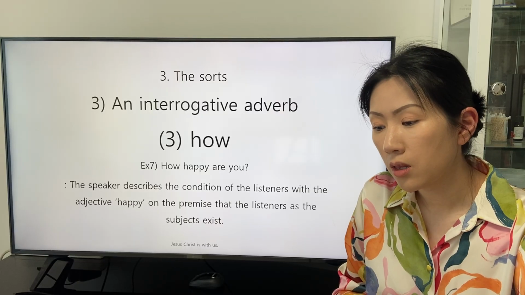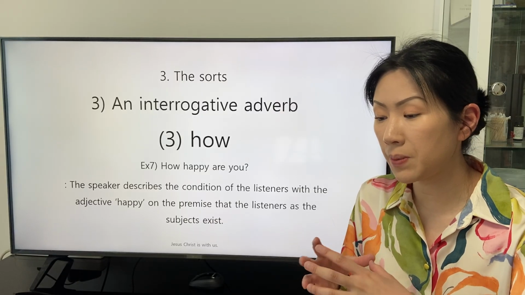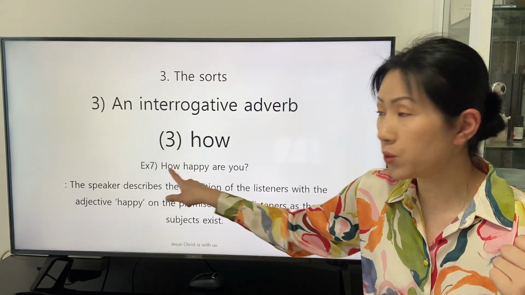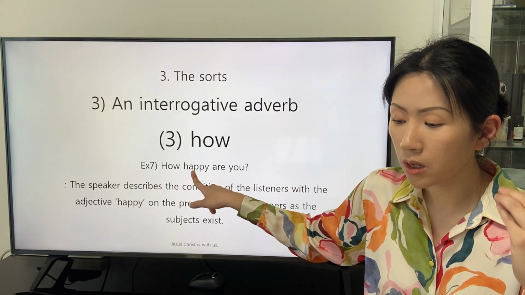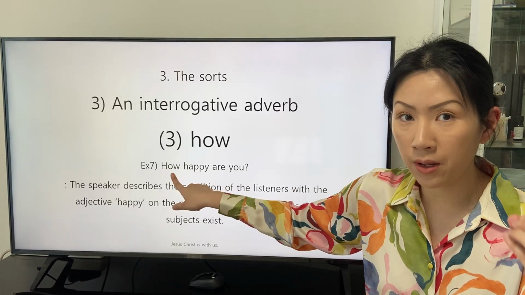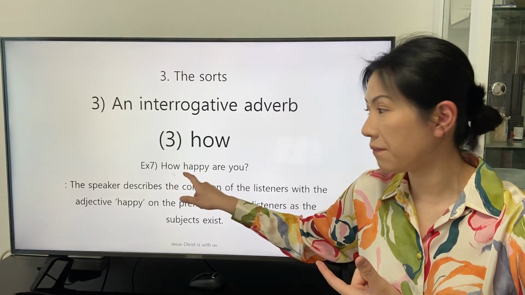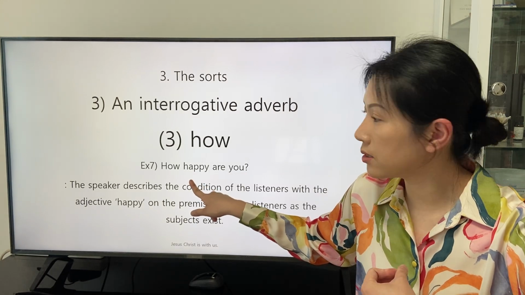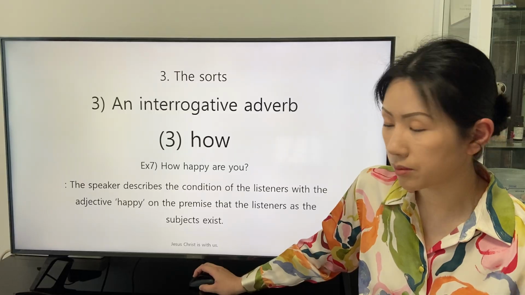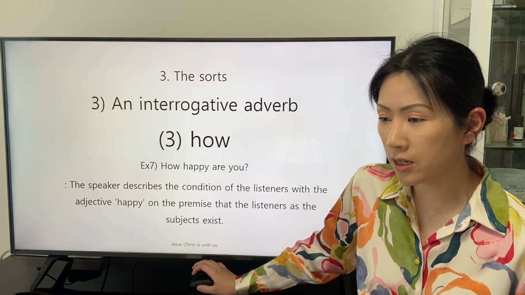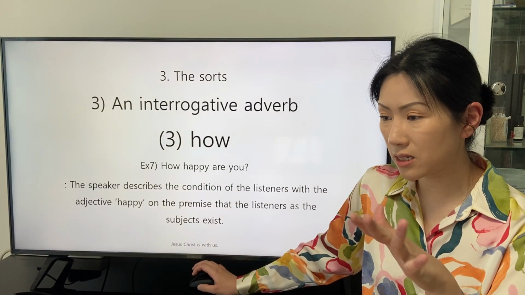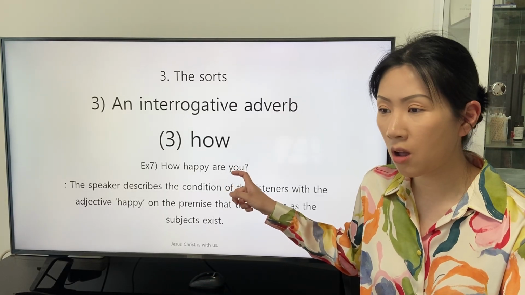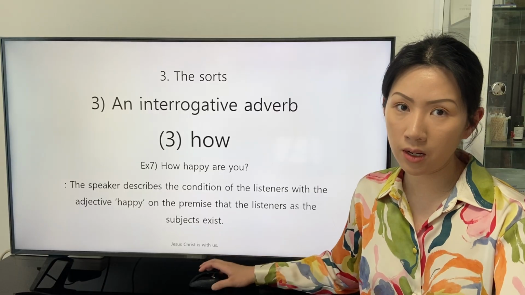And the speaker arranges the two words in a way that the adverb how describes the definition of the adjective happy. This means that the speaker set the premise that the subject, the listeners, are already happy.